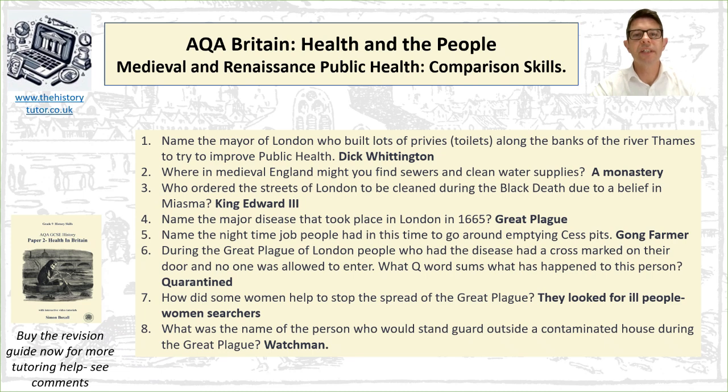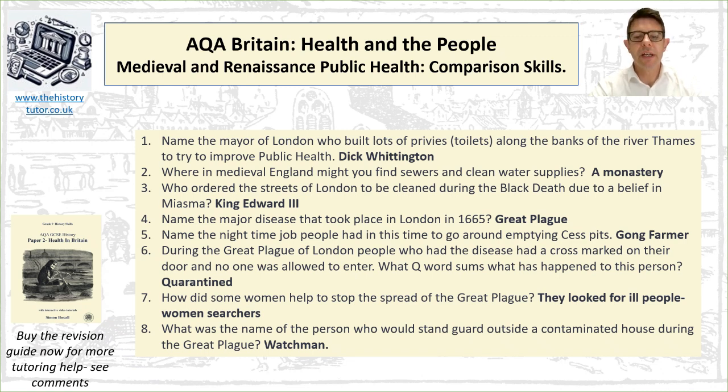Question number 6. During the Great Plague of London, people who had the disease had a cross marked on their door and obviously had to stay in there for 40 days, 40 nights. So what was this called? Well, that's called quarantine, actually after the French sort of numbers, obviously, as well.